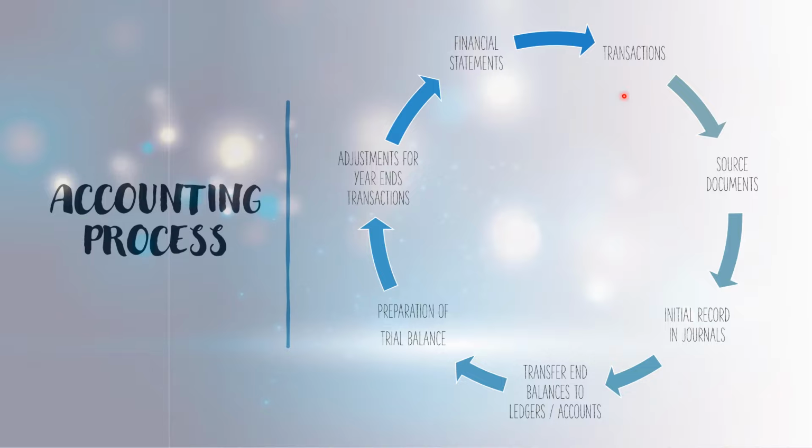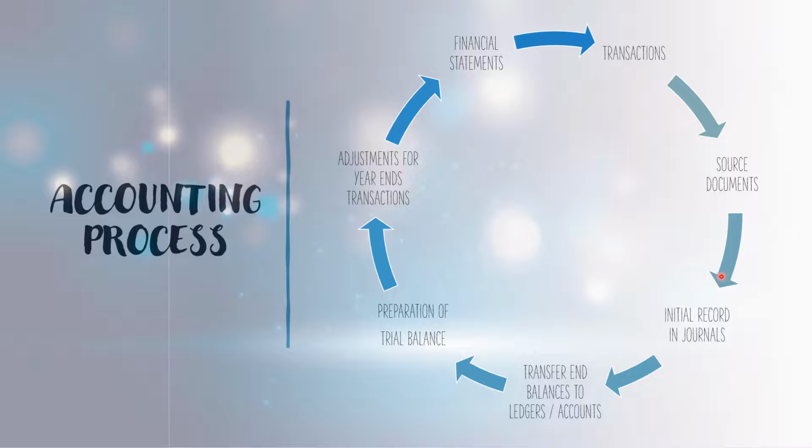Okay, so we start off with transactions. There must be a business event, meaning that there must be a sale happening, or a purchase that has happened. Then you can prepare the source document. There are a lot of source documents, depending on what kind of business transaction you are doing right now. After you have the source document, you need to record them in the journals.